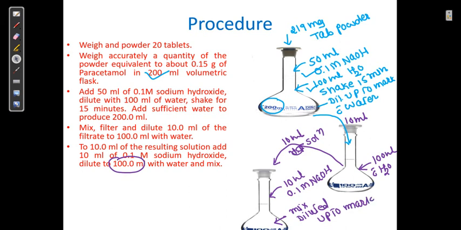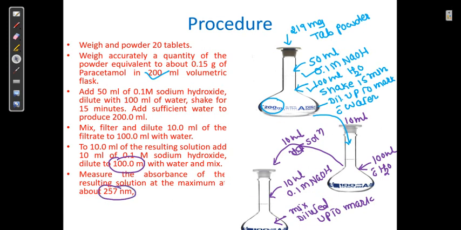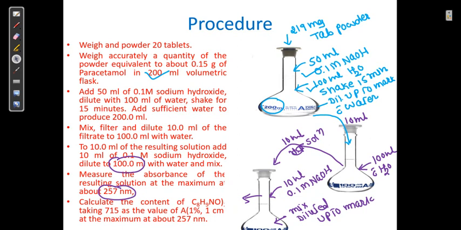Now this is a ready solution for you to measure the absorbance of the resulting solution at 257 nanometer. That is used for the measurement. Then calculate the content of paracetamol, taking 715 as the value of A 1% 1 centimeter at the maximum at about 257 nanometer. So how to do the calculations?